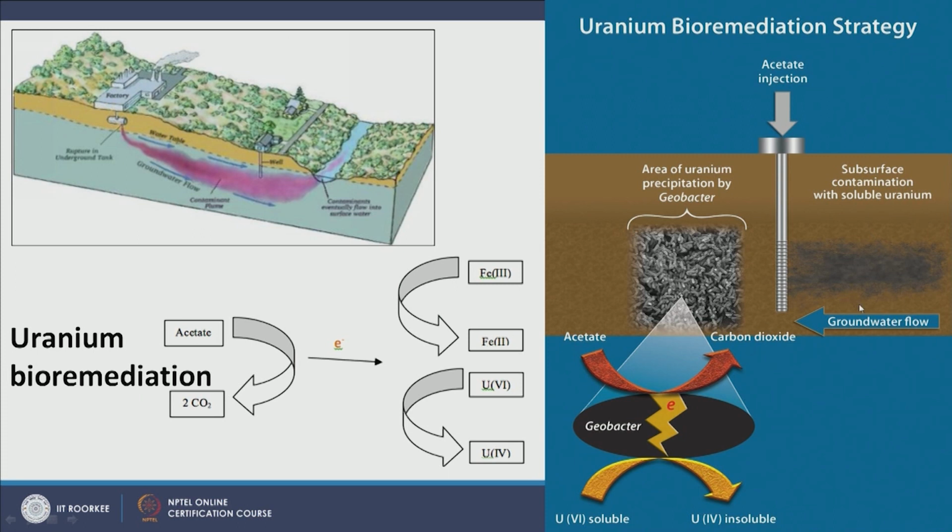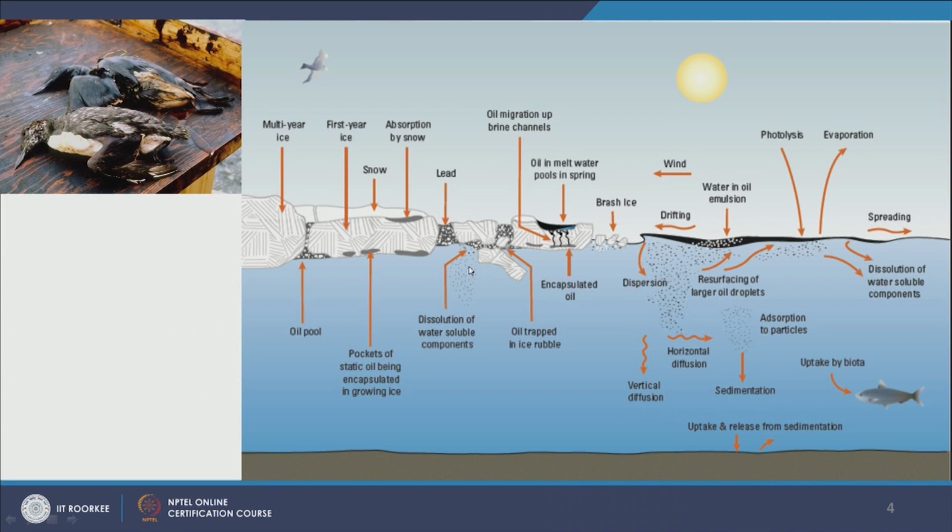Here uranium was not precipitated, but the groundwater is flowing from right to left, and here the uranium is now precipitated because of acetate addition. Alrighty, now let us move on to oil spills.